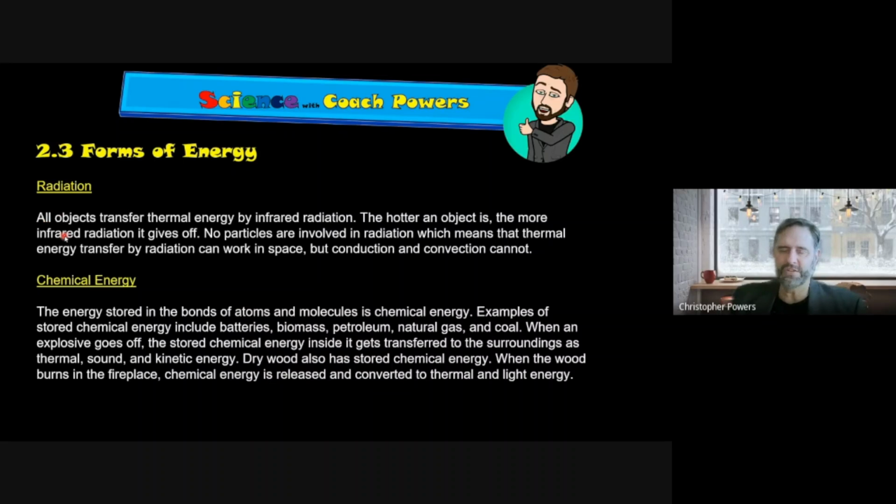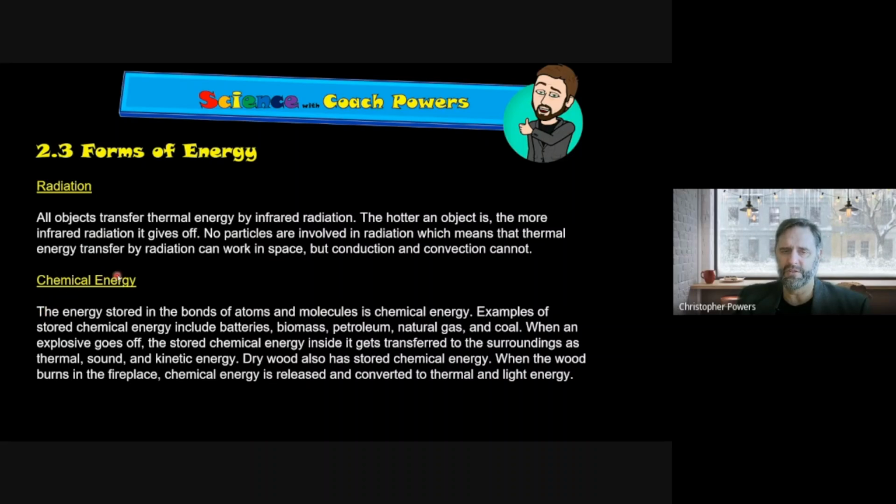Radiation. We all know about radiation. There's UV radiation. They tell you your phone is emitting microwave radiation in your ear and surrounding parts. All objects transfer thermal energy by infrared radiation. The hotter an object is, the more infrared radiation it gives off. No particles are involved in radiation, which means the thermal energy transferred by radiation can work in space, but conduction and convection cannot. There has to be a definite closeness to the source.